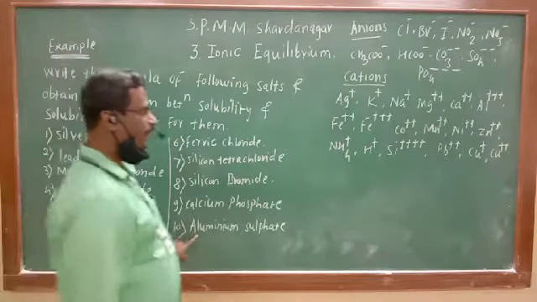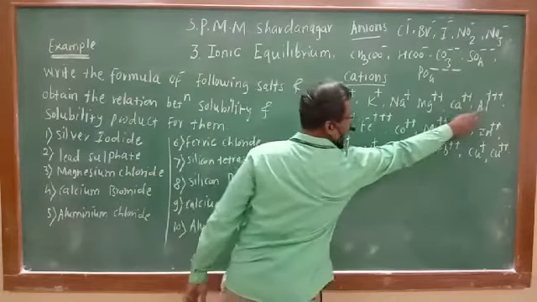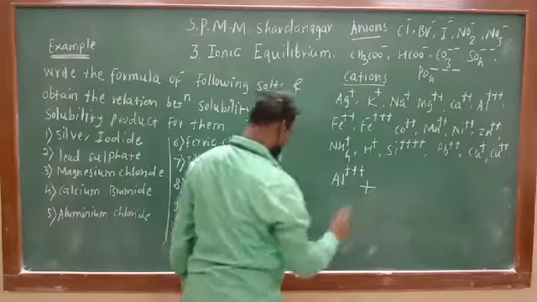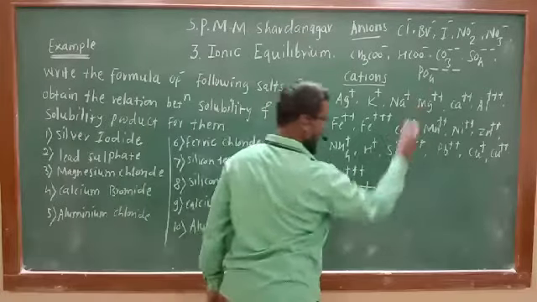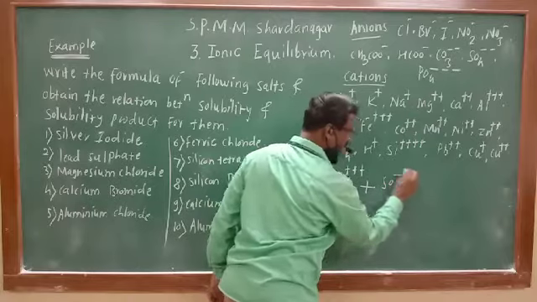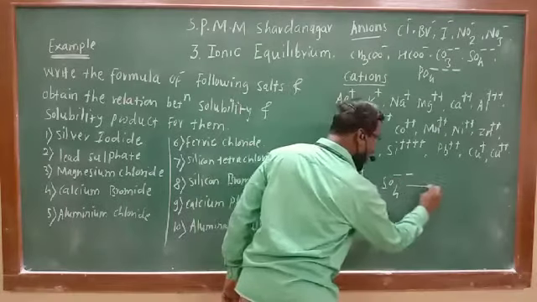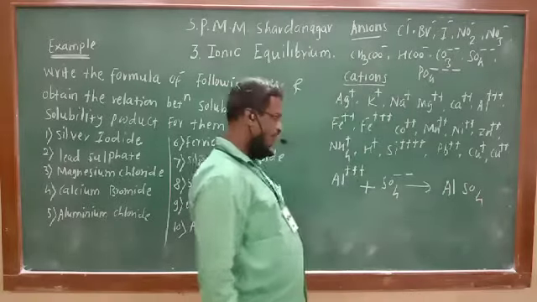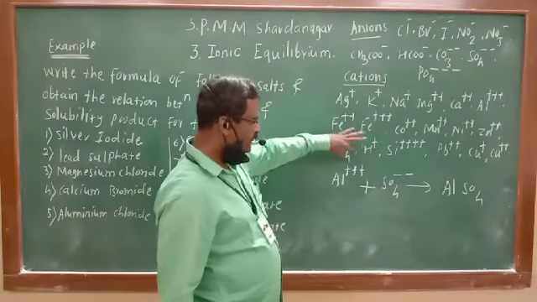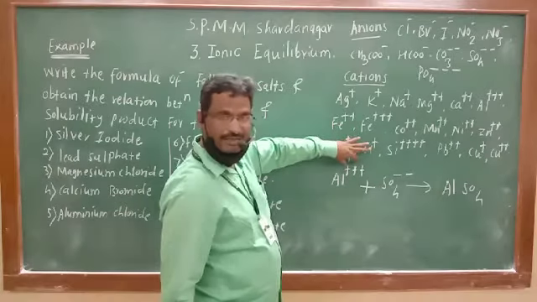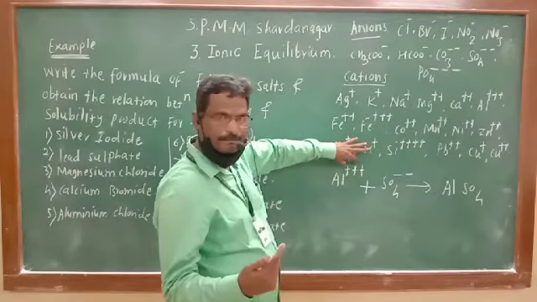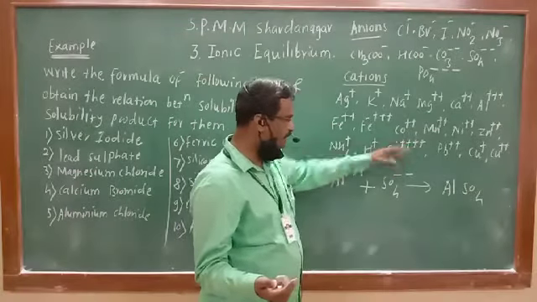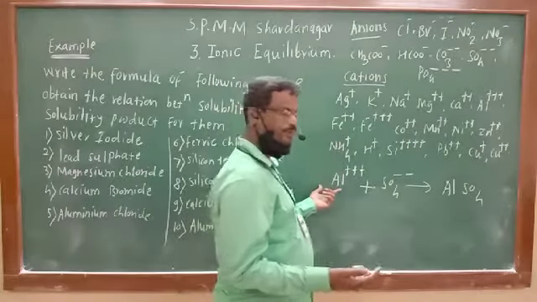Aluminium, Al3+, and sulfate, SO4 2−. So how to balance this? AlSO4. For balancing this, the charge number of the first is the number of the second, and the charge of the second is the number of the first.